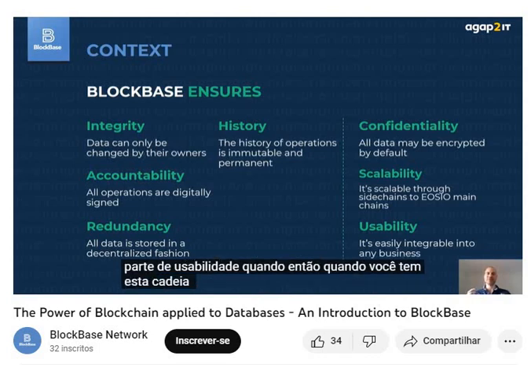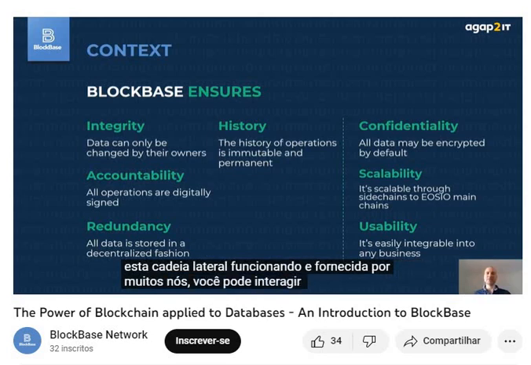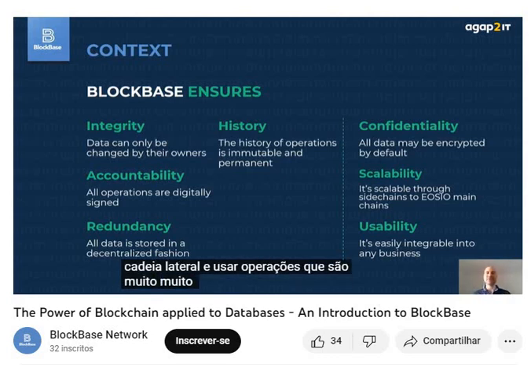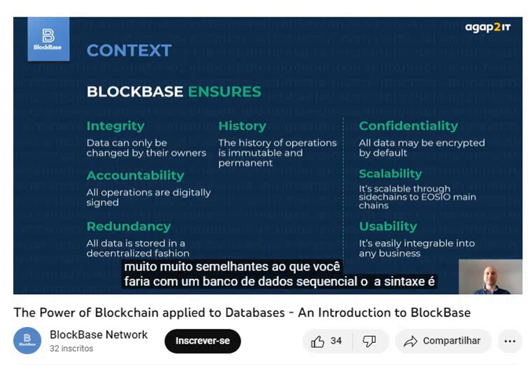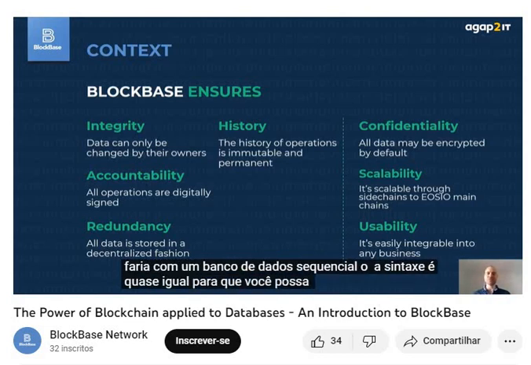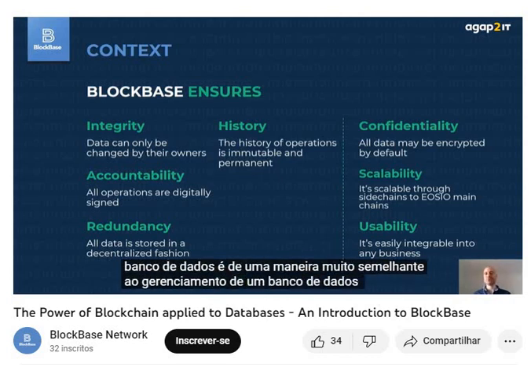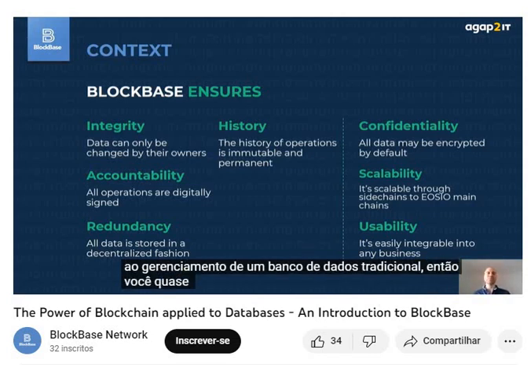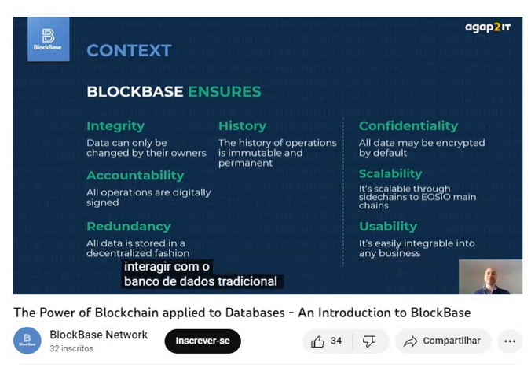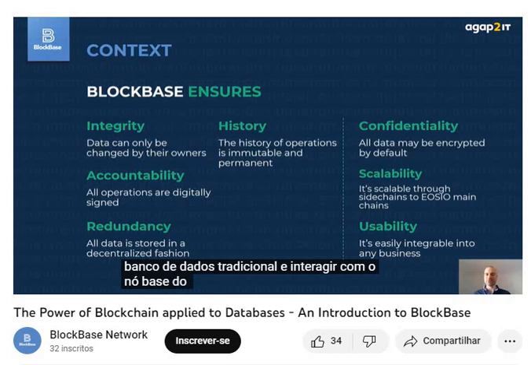When you've got this sidechain working and provided by many nodes, you can interact with the sidechain and use operations that are very similar to what you would do with a SQL database. The syntax is almost equal. So you can manage your databases in a very similar way to managing a traditional database. So you almost won't see any difference between interacting with the traditional database and interacting with the BlockBase node. So that's how we solve the usability part.